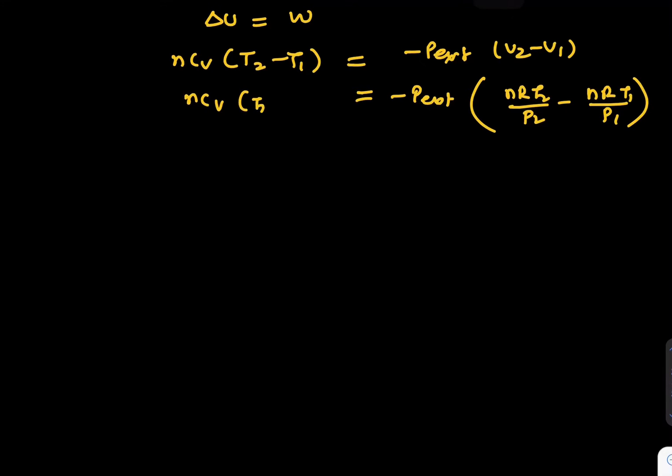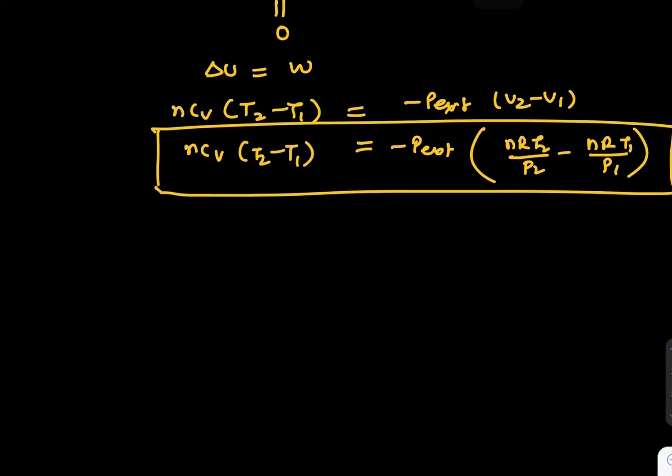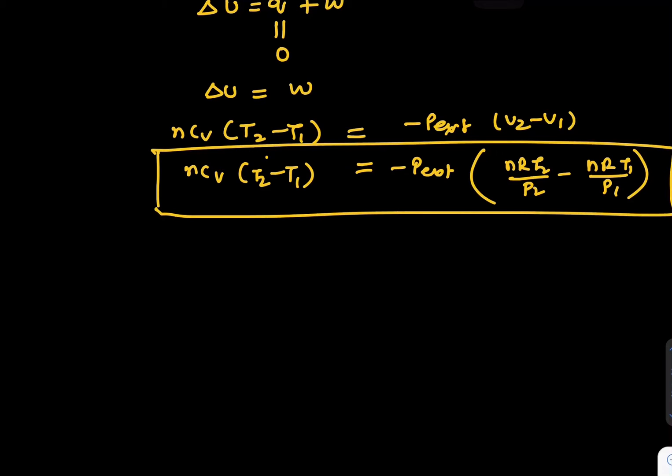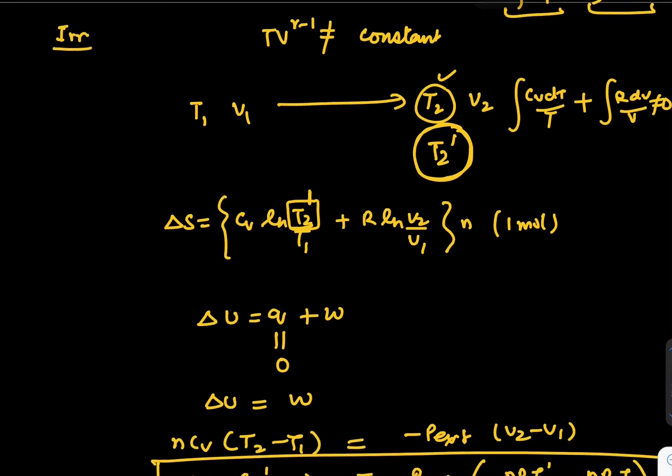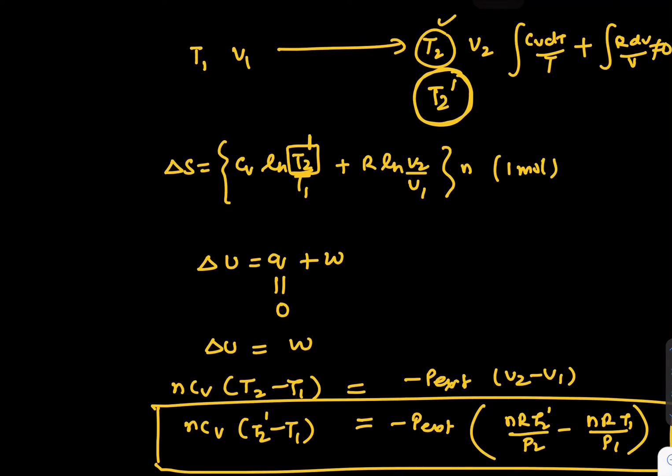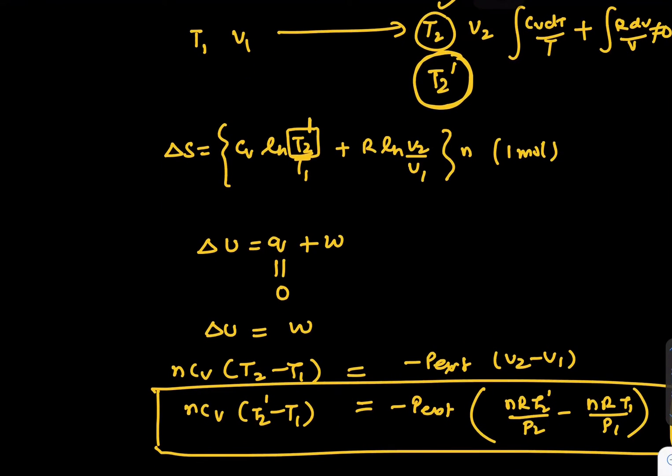So we will solve this mathematical equation to get our T2, or we can say to get our T2 prime, if you don't want to confuse T2 and T2 prime. This T2 prime is going to be calculated here, and in the calculation also I'm using this T2 prime word so that we can understand that the final temperature of a reversible adiabatic is not the same as the final temperature of an irreversible adiabatic. Hence we can expect a different answer for the irreversible system.